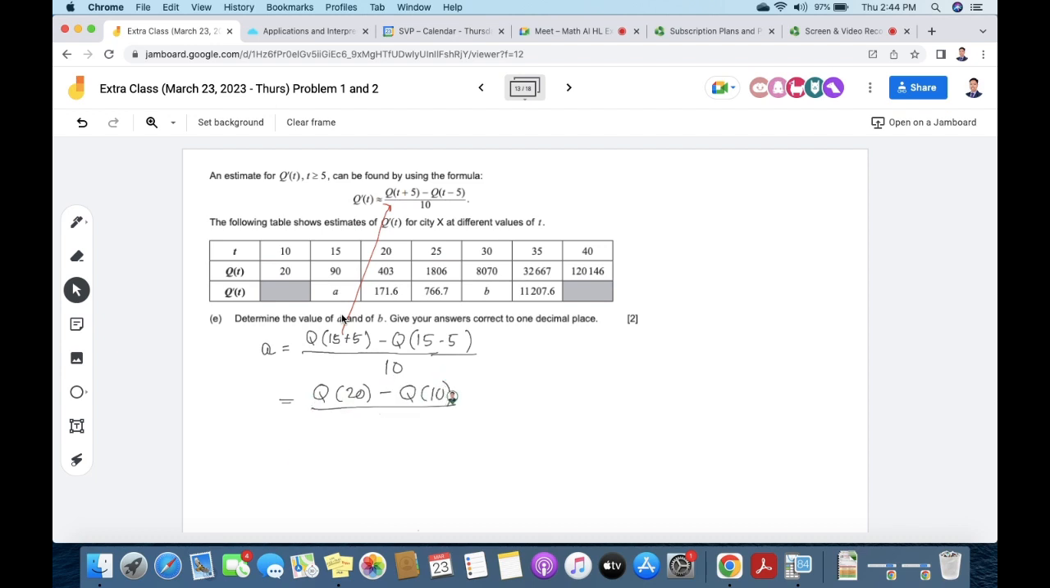So just a simple substitution. Q of 20 is 403, correct? Q of 10 is 20, over 10. And this gives you a value of 38.3.